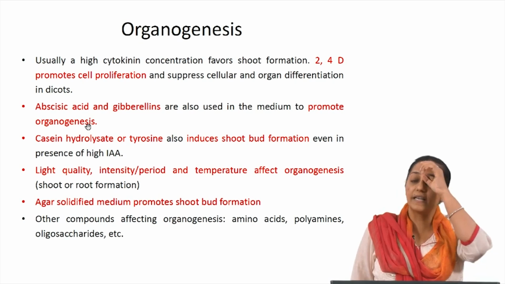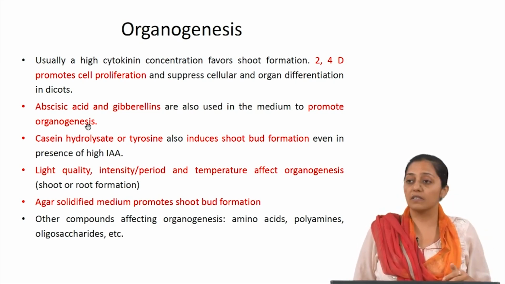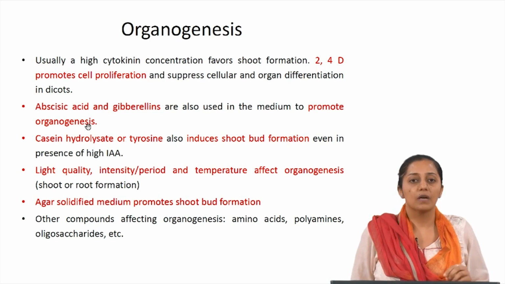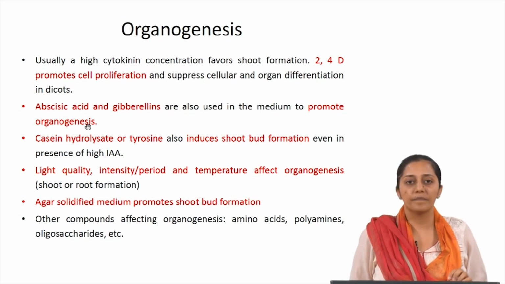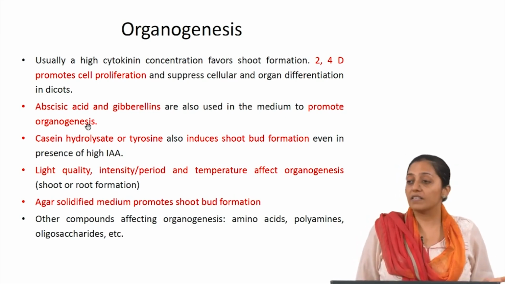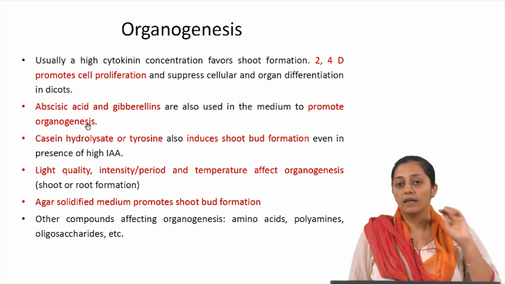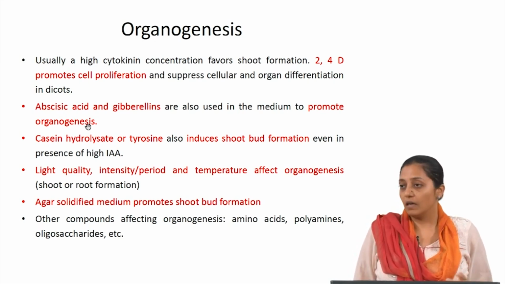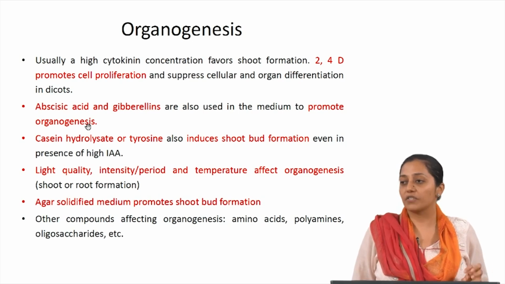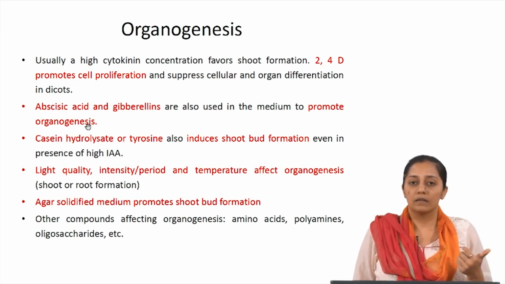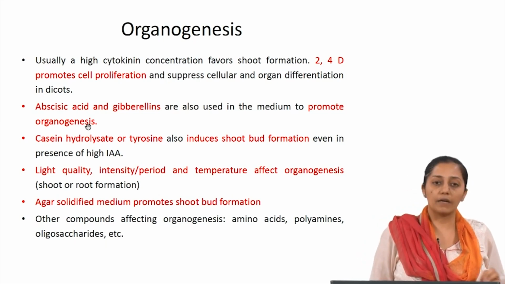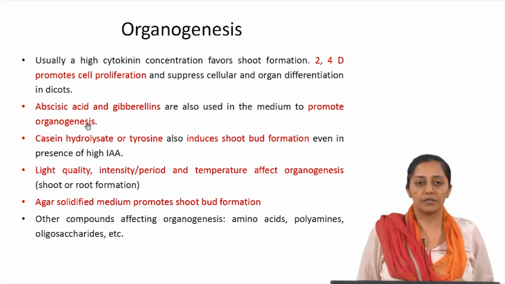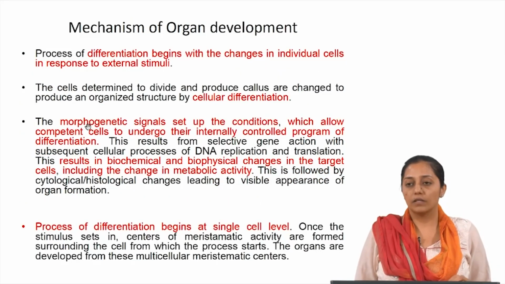Now, abscisic acid and gibberellins. What are abscisic acid and gibberellins? These are plant growth regulators, plant hormones. They are also sometimes used to promote organogenesis in the medium. Sometimes complex nitrogen sources like casein hydrolysate and amino acids are also known to affect shoot bud formation. Light quality, intensity, period, which means photoperiod, then temperature can also affect organogenesis in in vitro cultures. So how does organ development begin?